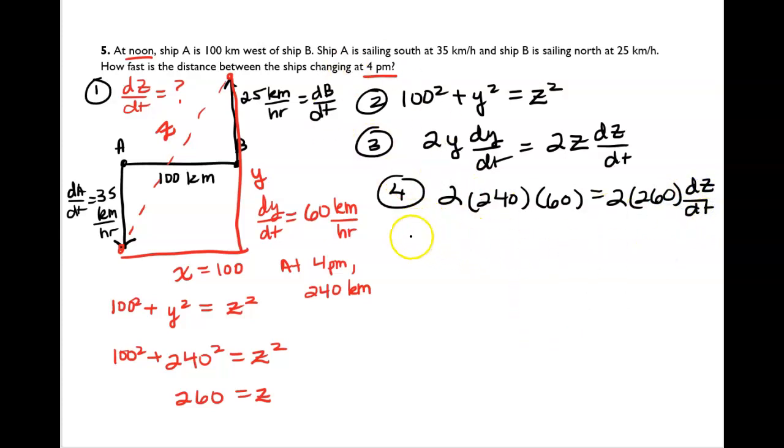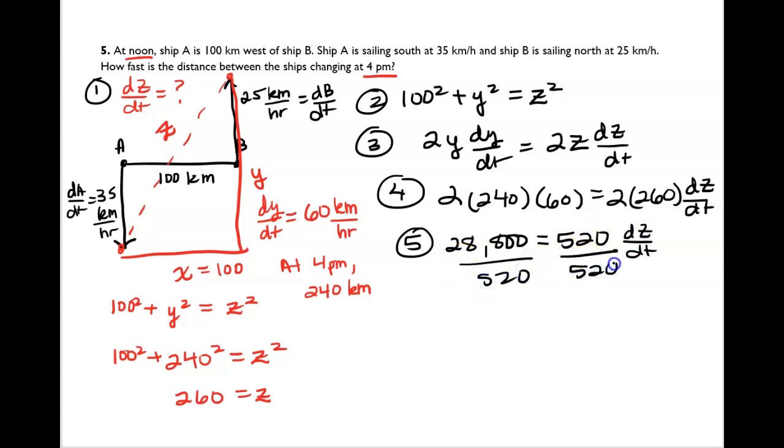Then I can go ahead and simplify. So on the left, I have 28,800. Should definitely be using your calculator on this. Equals 520 dz/dt. Divide both sides by 520. Oh, I guess it's not step 6 yet. Getting ahead of myself. That's the smiley face.